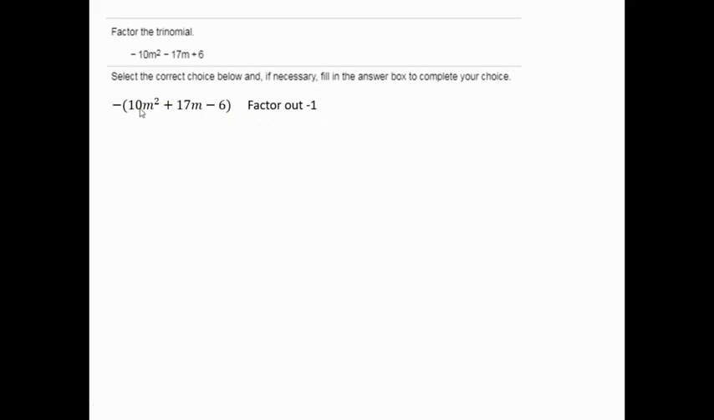I'm using the AC method because I've got a leading coefficient that is not 1. So remember, I take A times C, so 10 times negative 6. And I got negative 60. So now I would list out the factors of AC. So here we go. I would list out my factors of AC.